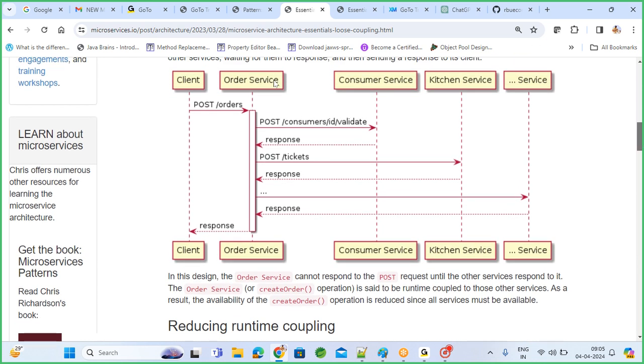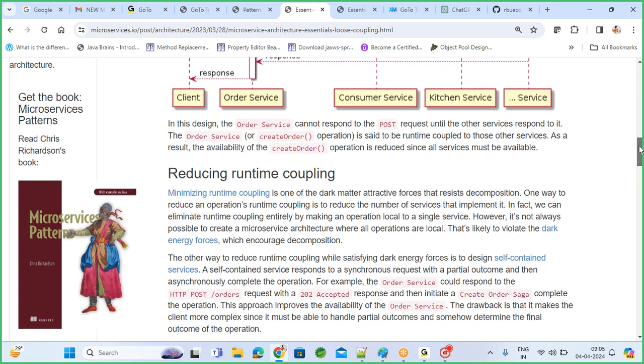So here, if you see, the order service has dependencies on multiple services. I have an order service, and it is dealing with the consumer service, the kitchen service, and some extra services.